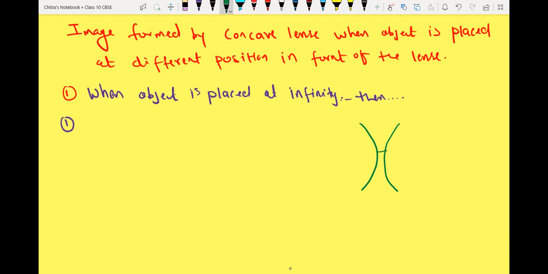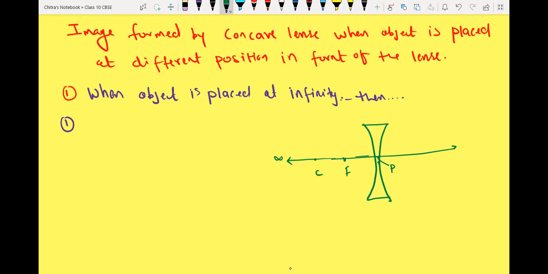It becomes very curved, so I'm taking another diagram. Okay, so this is the concave lens. Here we have the principal axis, here we have the pole, here we have the focus. Here we have the center of curvature, and here the infinite. Again F1, C1, here we have F2, and here C2, like this.